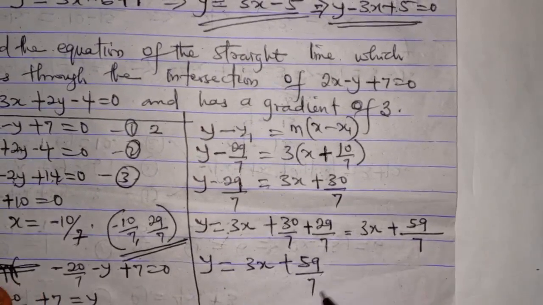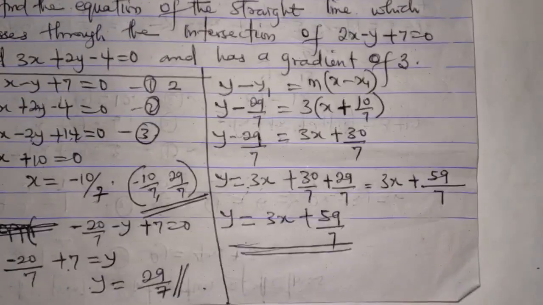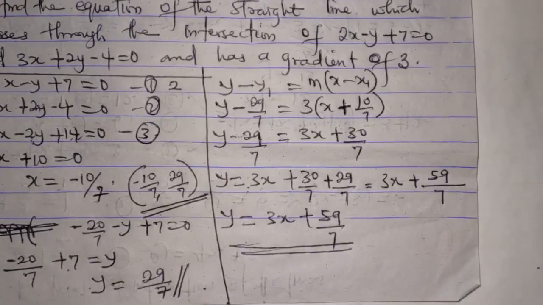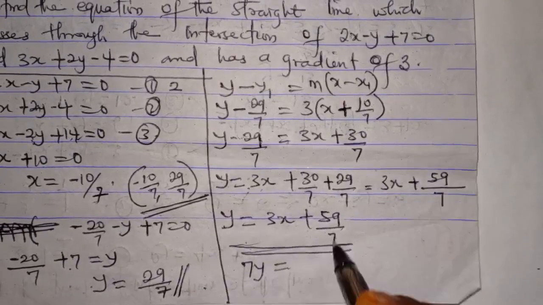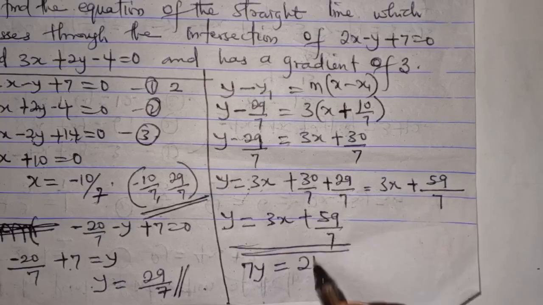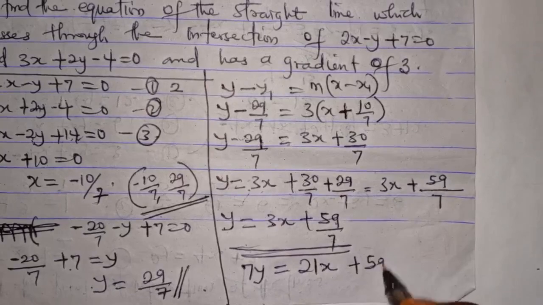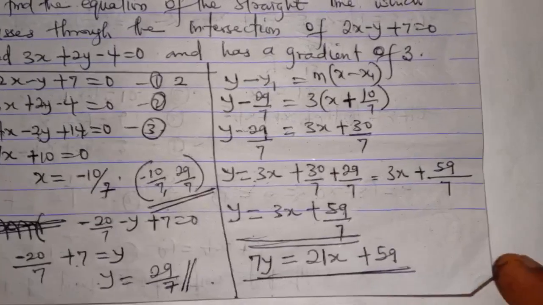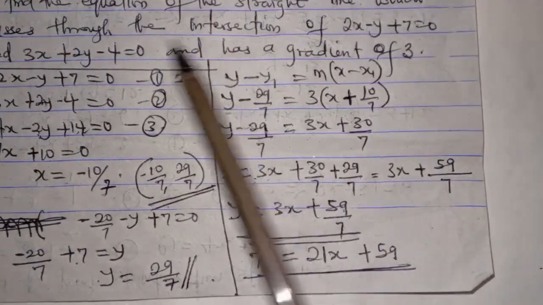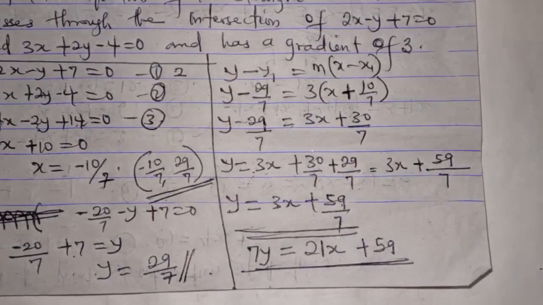Either I leave the equation like this, or I can eliminate the fraction by multiplying everything by 7. So that I'll be having 7 times y, 7y, 7 times 3x is 21x, and I'll be having 59 here. So whichever way I leave it is correct. This is the equation of the line that passes through the intersection of these 2 lines and has a gradient of 3.